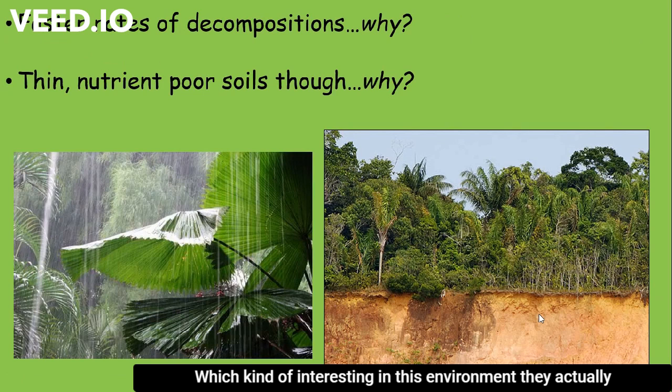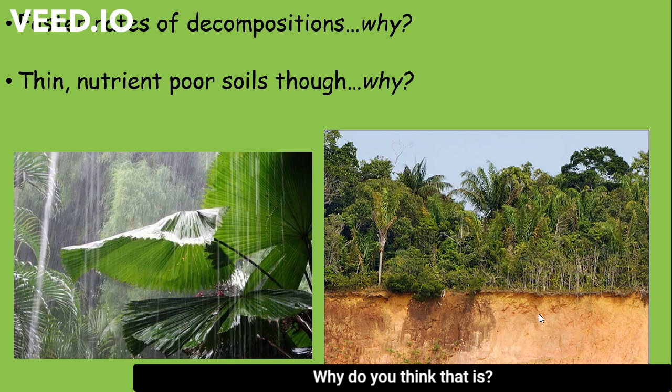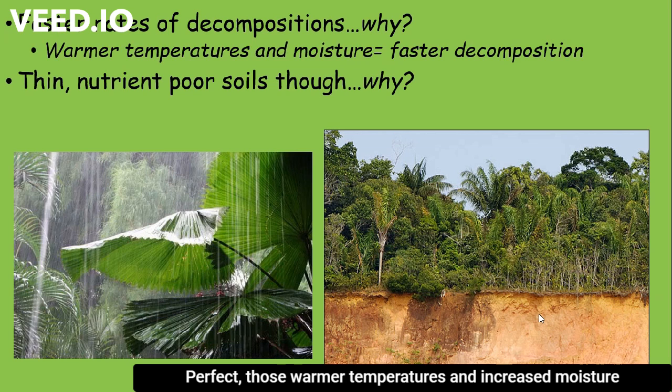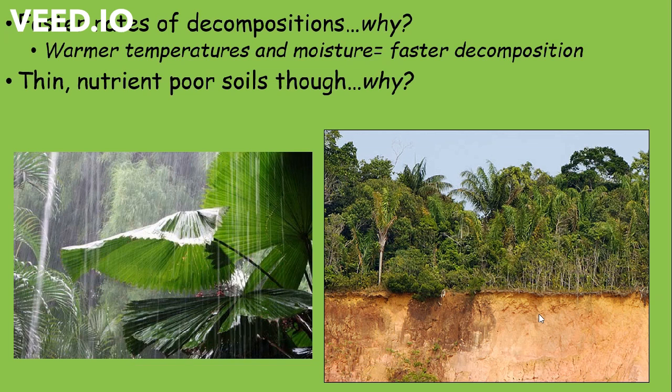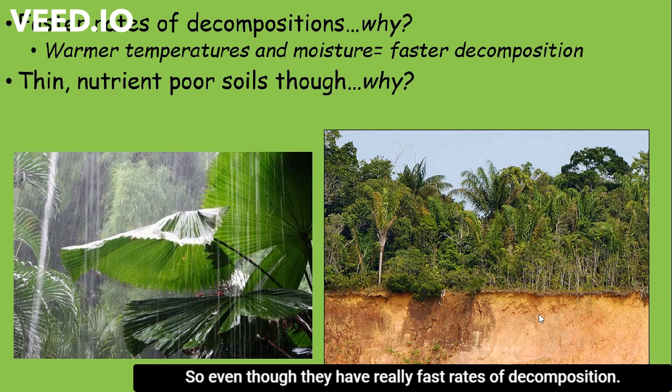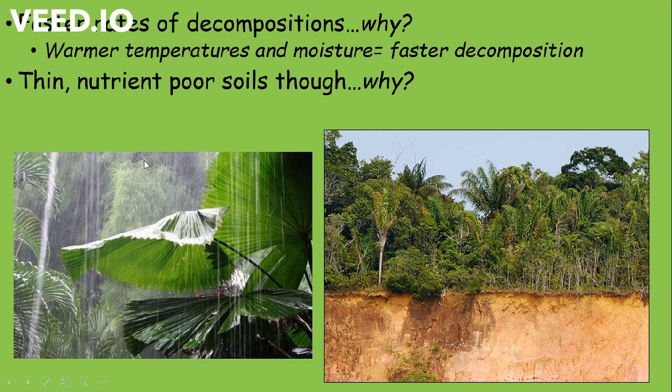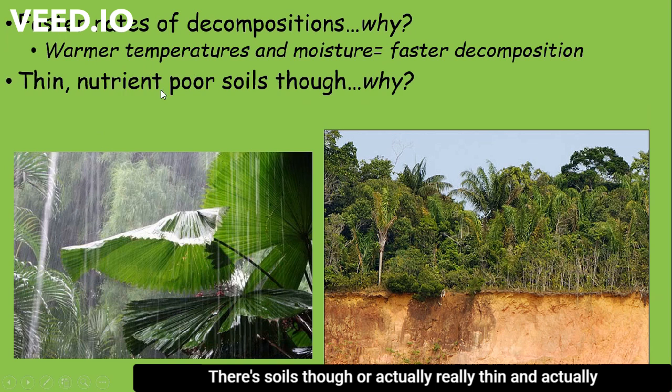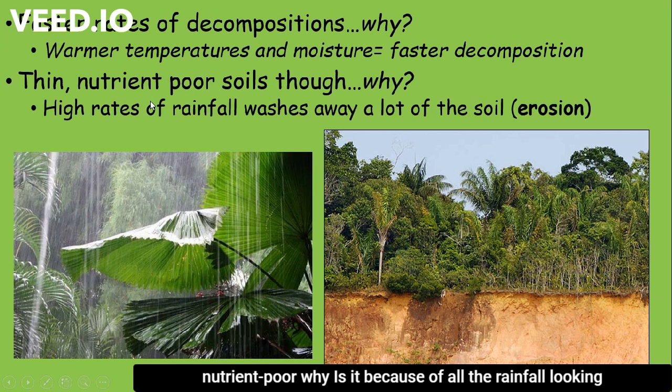Which is kind of interesting, in this environment they actually have really fast rates of decomposition, of things breaking down. Why do you think that is? Perfect. Those warmer temperatures and increased moisture make things decompose. It makes things break down faster. So even though they have really fast rates of decomposition, their soils, though, are actually really thin and nutrient poor. Why? It's because of all of the rainfall.